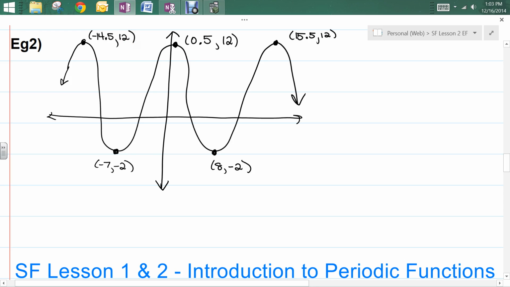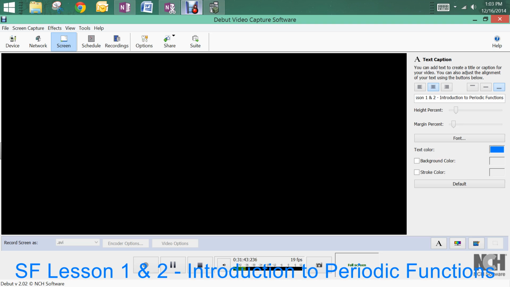So for this one here, find the amplitude, min, max, median, and period. Please see if you can find them. Work with your neighbor. Okay.